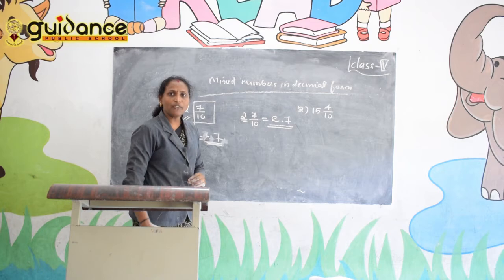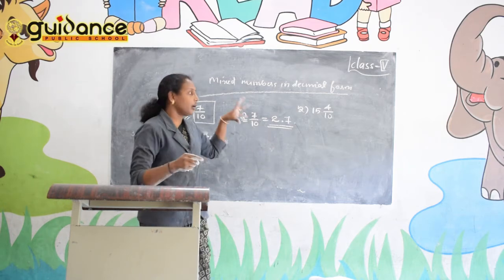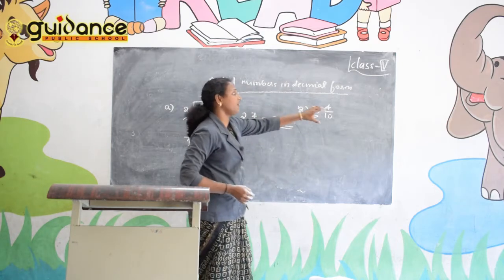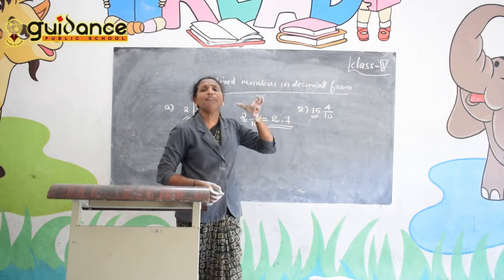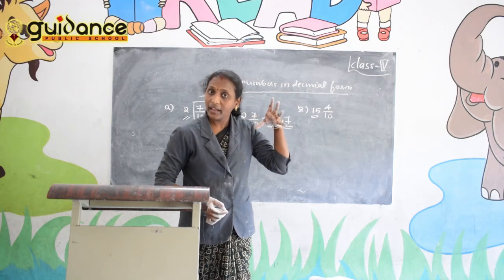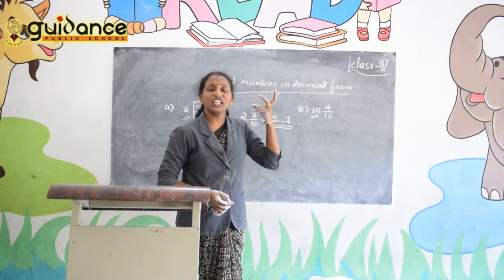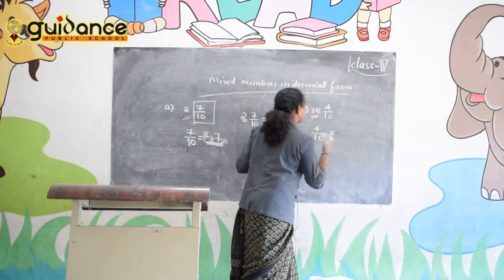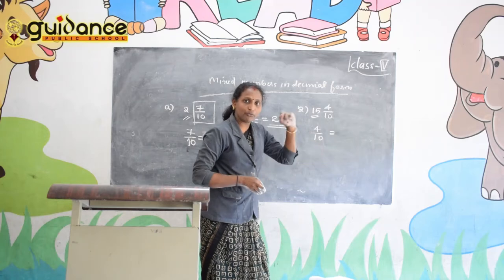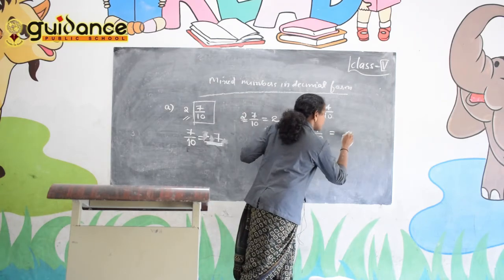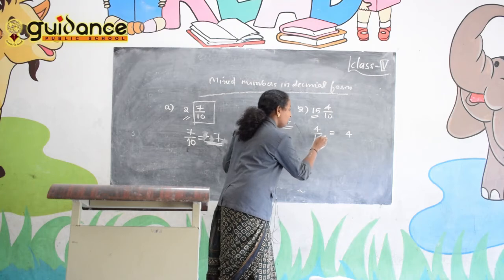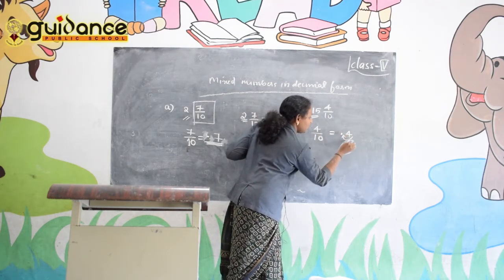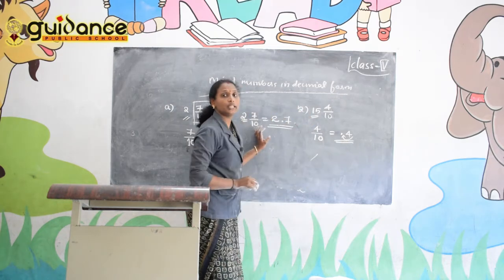So I told you, first we have to write the whole number part. This is the whole number part, and this is the fraction. That fraction is converted into a decimal number. So how will you write 4 by 10? The 10 has only one zero. First we write the numerator, then only one zero is there, so we move one place left and put the point. That means 0.4.